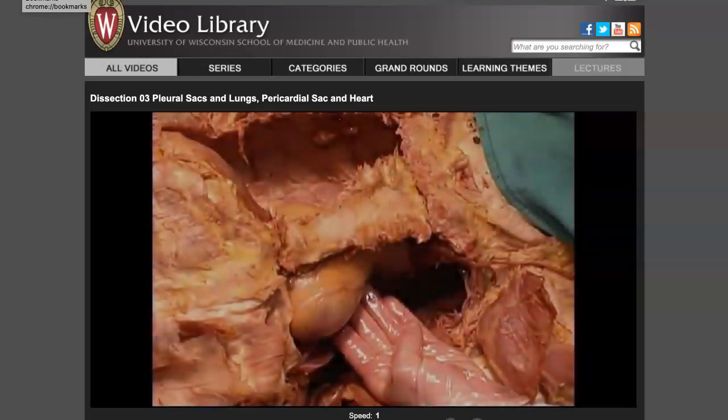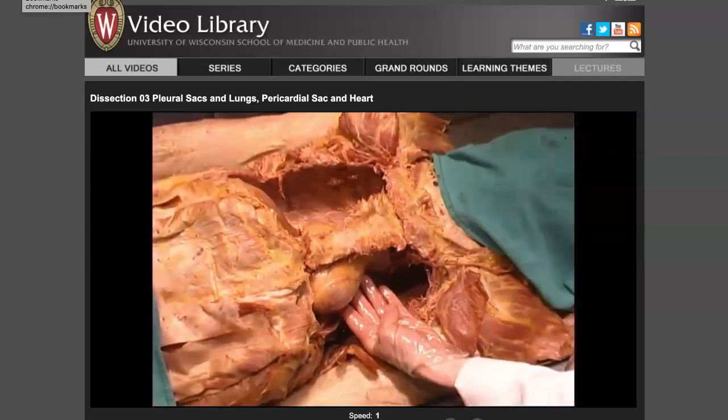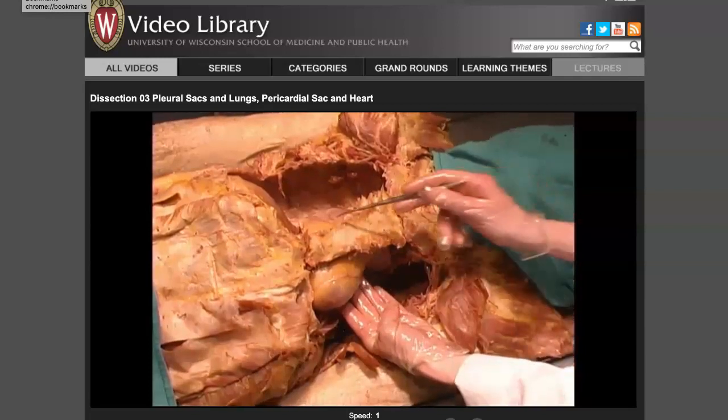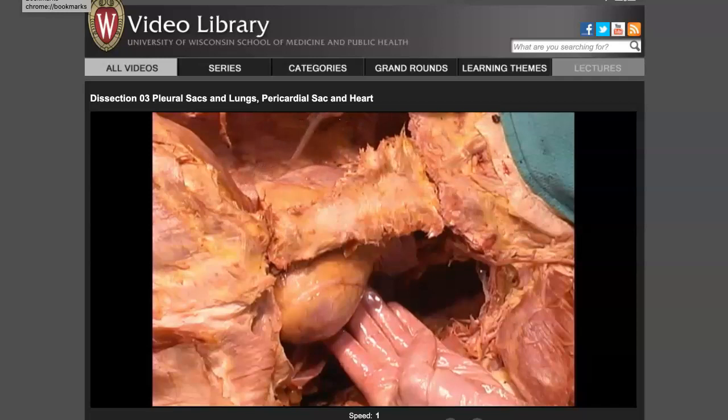We've put the heart and the sternum back in place on the chest so that you can get an appreciation for how much the heart is protected by the sternum and by the thoracic cage. Now you'll notice that the heart is positioned asymmetrically within the chest so that on the right side it projects approximately an inch toward the right from the edge of the sternum.